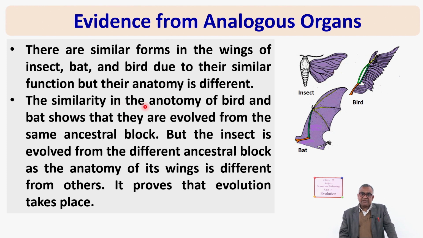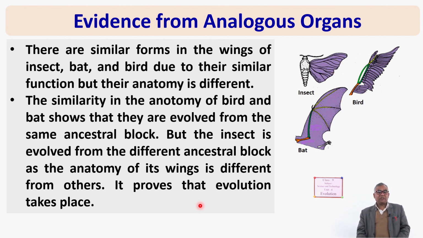The similarity in the anatomy of birds and bat shows that they evolved from the same ancestral block, the same group of ancestors, but the insect evolved from a different ancestral block, as the anatomy or internal structure of its wing is different from the rest. Okay, it proves that evolution takes place. So in this way, homologous organs and analogous organs give evidence of evolution.